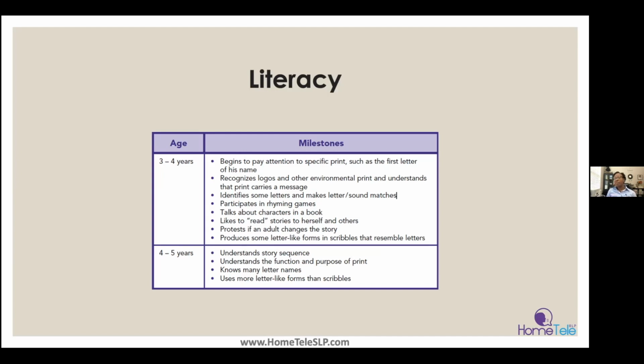So for 4 to 5 year olds, we want them to understand story sequences. So let's talk about, for example, fables or fairy tales, the Three Bears, the Three Little Pigs. In those stories, there's somewhat of a beginning, there's a middle, and there's an end. Especially with early childhood books, there's typically a beginning, a middle, and an end. And so children should begin to understand the story sequence.